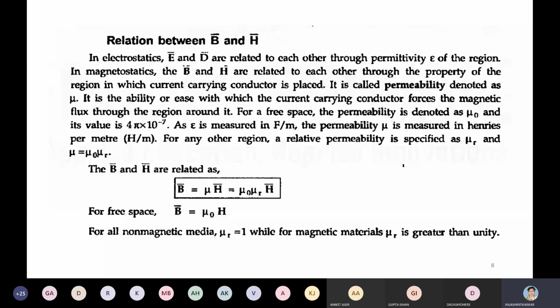Mu is given by mu naught mu r, where mu naught, or mu zero, we represent as the free space permeability, and it is given by 4 pi into 10 raised to minus 7. Okay, note this down. And mu r we call the relative permeability. So your B bar is equal to mu H bar, and mu is represented as mu zero mu r. Mu zero is free space permeability and mu r is relative permeability, right?